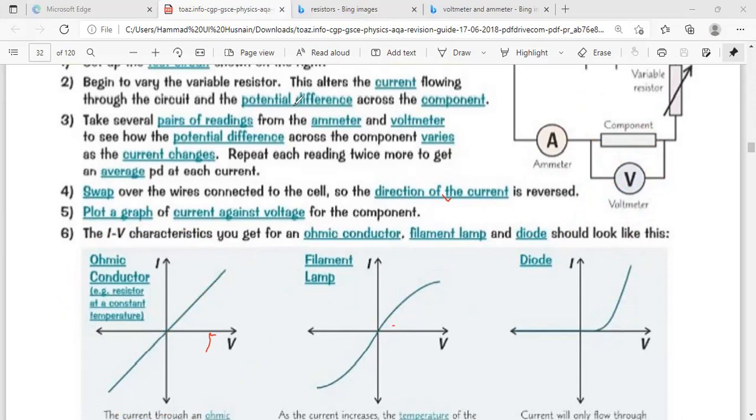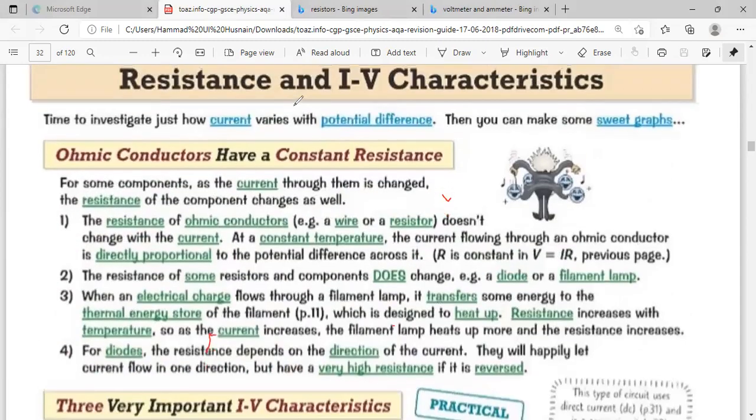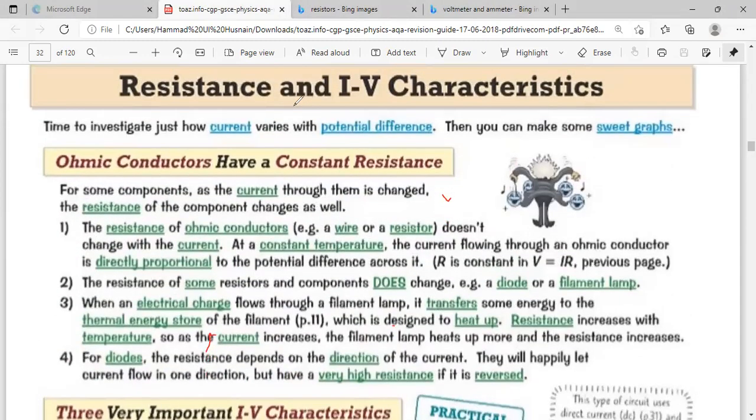Okay, let us see what is written over here in your notes. We were here, right? For some components, as the current through them is changed, the resistance of the components changes as well. Till now, for ohmic devices, the resistance was constant, and we knew that V is equal to IR. When the potential difference was changing, the current was changing with it. If the potential difference was increasing, the current was increasing, and if the potential difference was decreasing, the current was decreasing. And in that case, the resistance was constant.